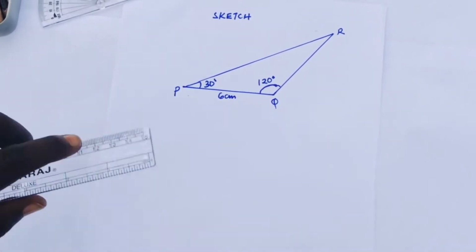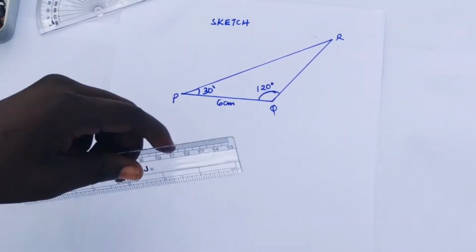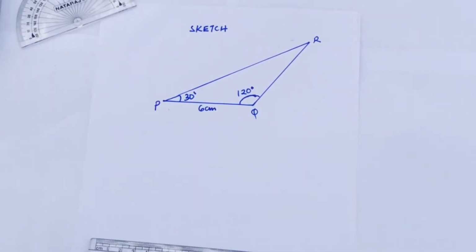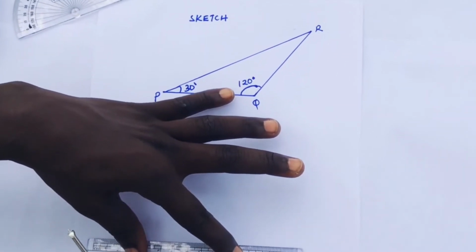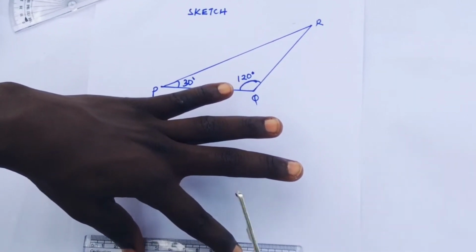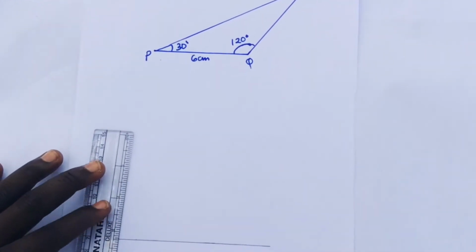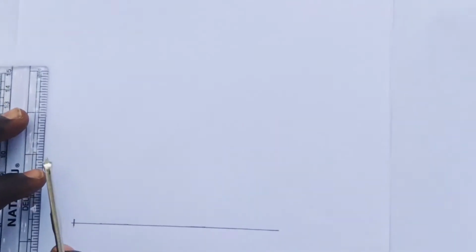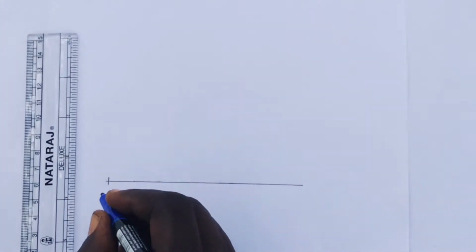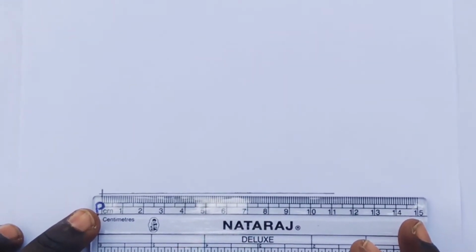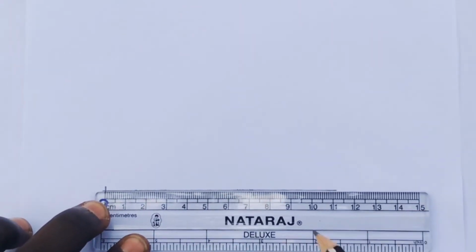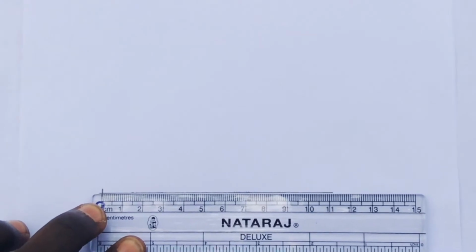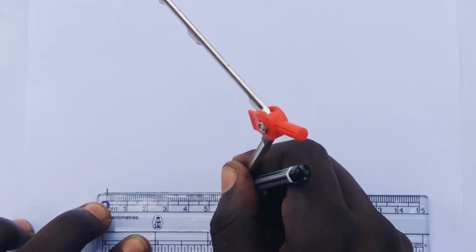Now, in our accurate drawing, we are going to begin by following our sketch. That's the importance of sketching. We begin by drawing a horizontal line like this, and then on this horizontal line, we mark off at the extreme end of your line the point P. From P we need 6 centimeters. There are many ways of doing this. You can put your ruler right there like this, and then measure off 6 centimeters. We need to see where it stops. It is right here, so we mark off 6 centimeters here.